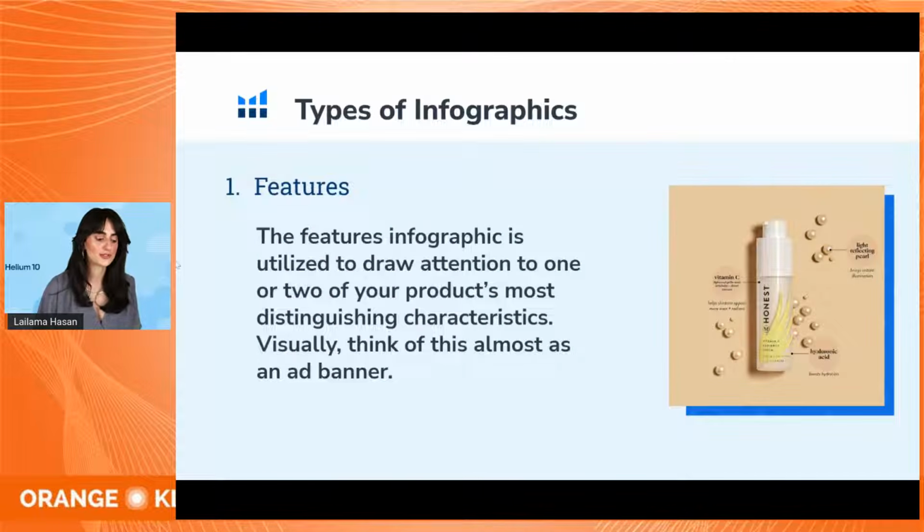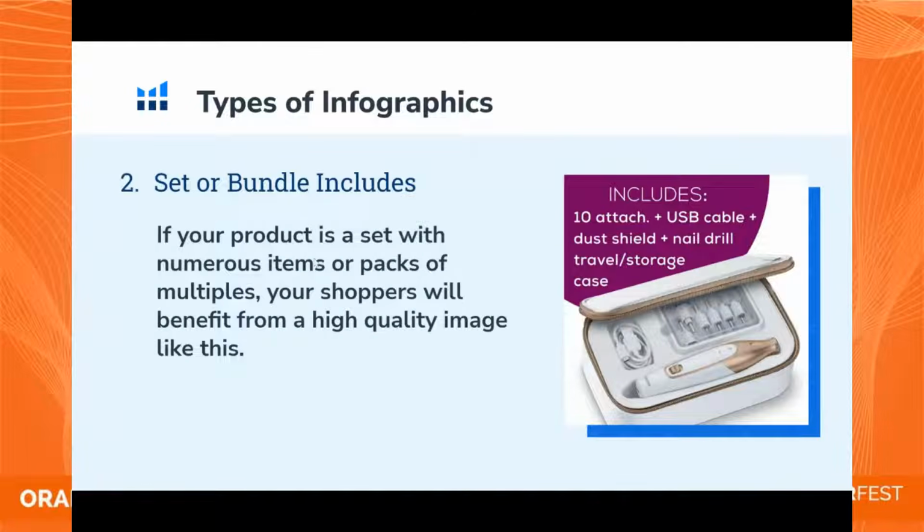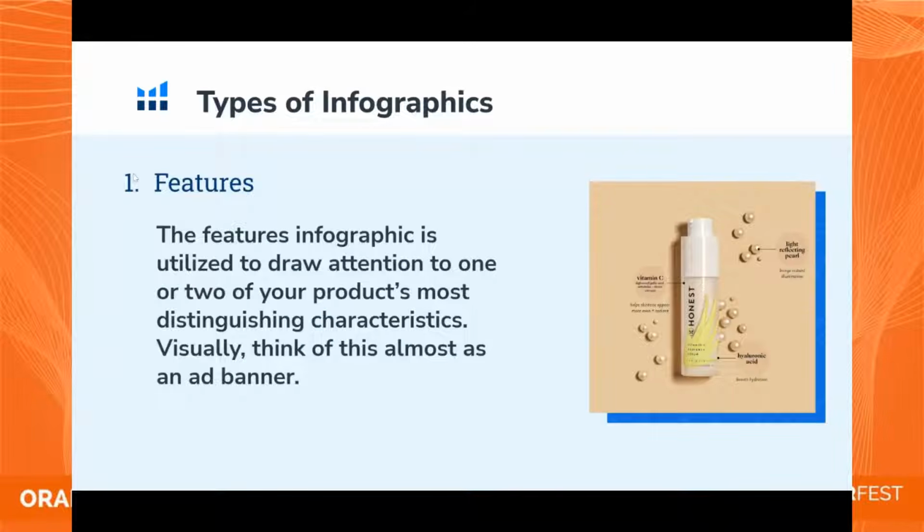Okay, and the first one is a features infographic. The features infographic is utilized to draw attention to one or two of your product's main distinguishing characteristics. So visually, just think of it as like an ad banner. There's so many different types of infographic images that you can include in your listing. And this is a really good one because it can really highlight those distinguishing features.